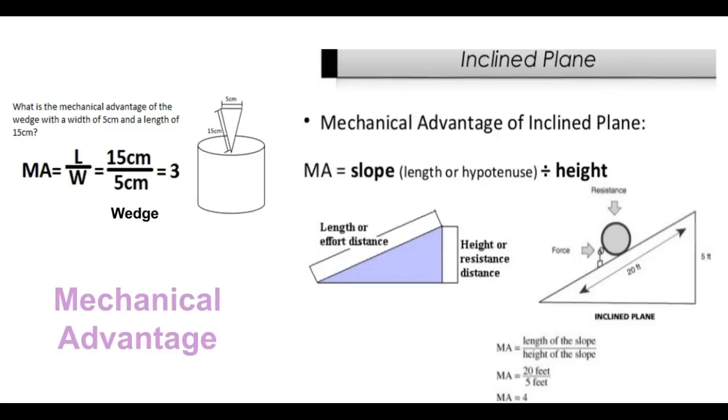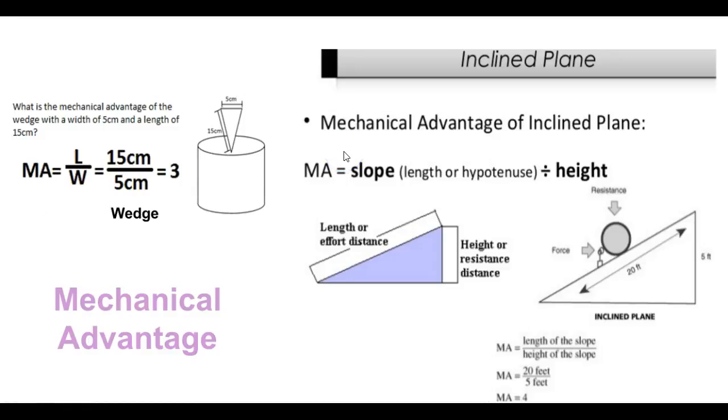All right, so now let's talk about our mechanical advantage and how to figure it out for both the wedge and the inclined plane. Okay, if we look over here at our wedge first, it asks: what is the mechanical advantage of the wedge with the width of 5 centimeters and the length of 15 centimeters? If we look at our equation, we're going to see that the mechanical advantage is going to equal length over width. So if we substitute in the information that we know, it's going to be 15 centimeters over 5 centimeters, which is going to equal a mechanical advantage of 3.